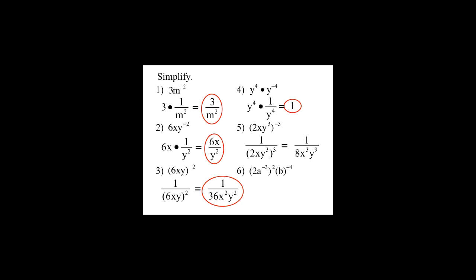Number 5 is 1 over 8x to the 3rd, y to the 9th. And number 6 is 4 over a to the 6th, b to the 4th. All right, negative exponents in the denominator. And this is the reason why I just get rid of the negative exponents in the beginning, because when they're in the denominator, it gets a little confusing.